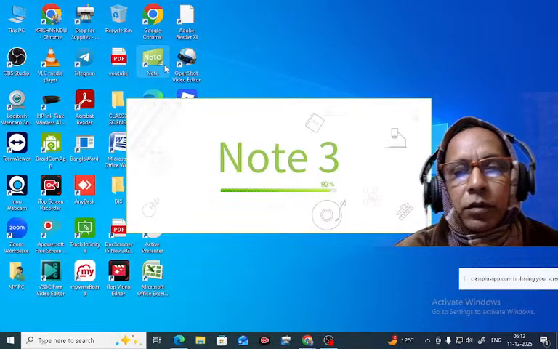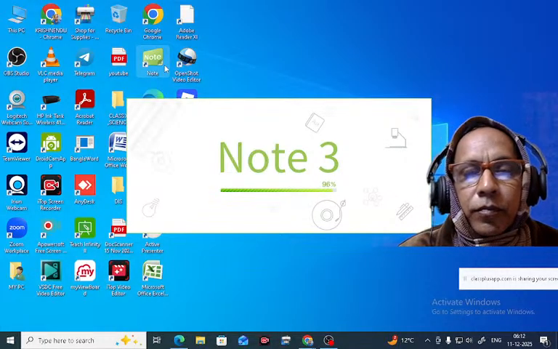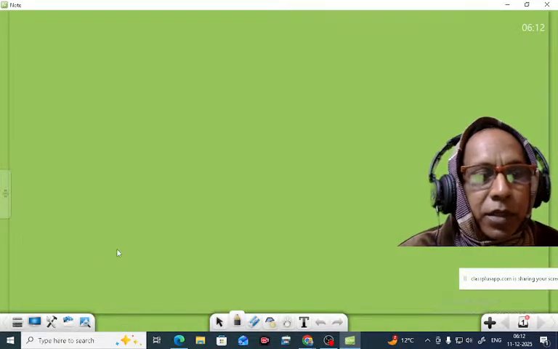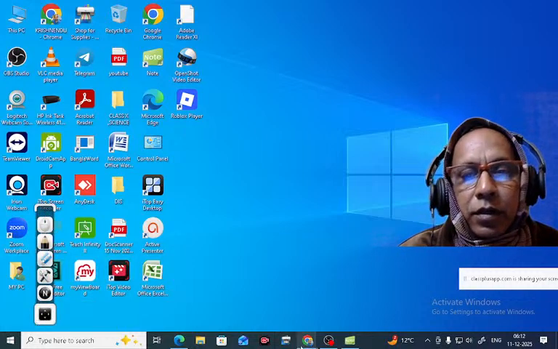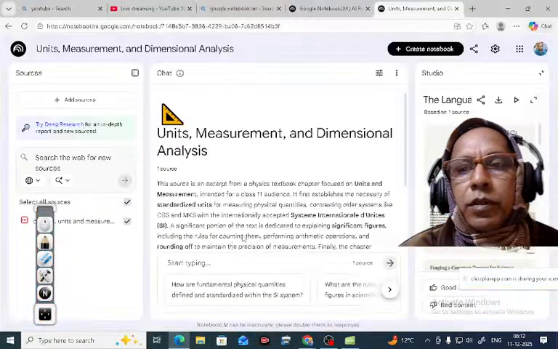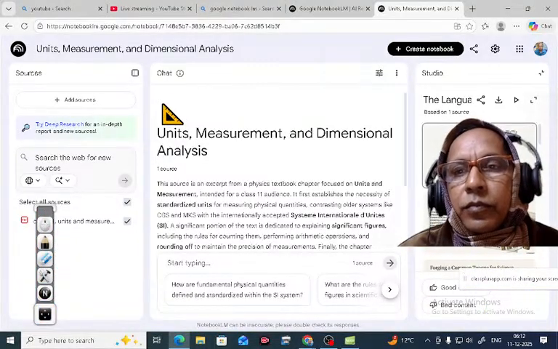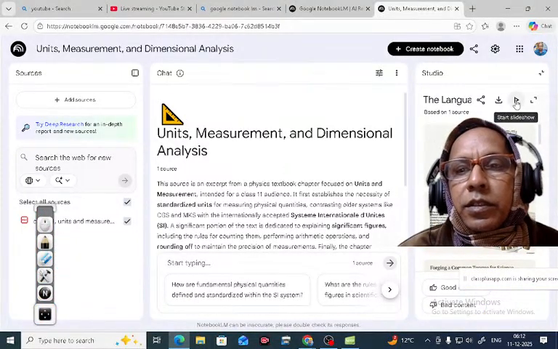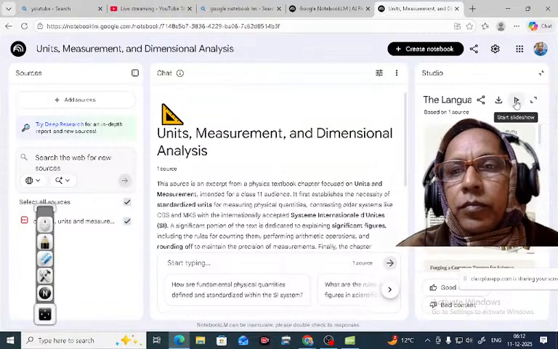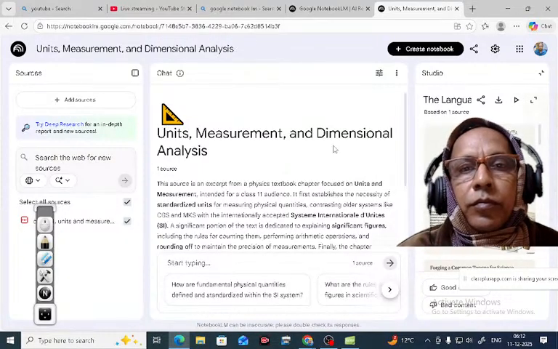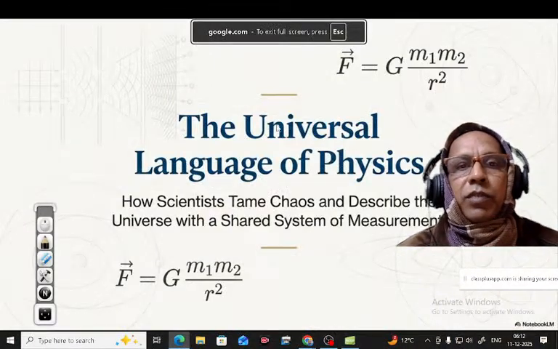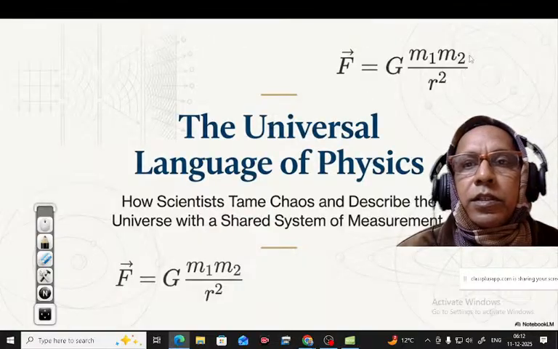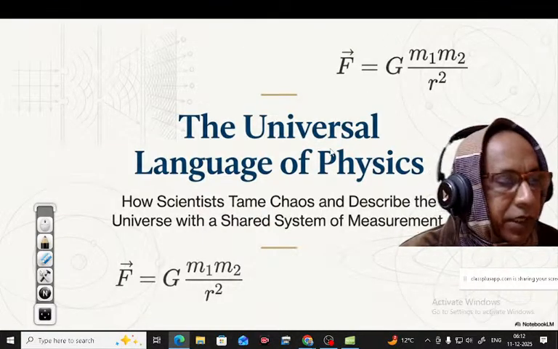Hello everyone. Today we shall discuss units and measurement of class 11. We are going to discuss the first thing, that is units and measurement. In units and measurement, we will find the universal law of gravitation.